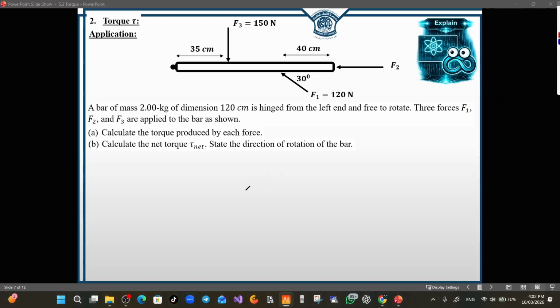Now, let's solve this application. A bar of mass 2 kilograms and dimension 120 centimeters is hinged from the left end and free to rotate. So the pivot or the hinge is here. Three forces are applied to the bar as shown. Calculate the torque produced by each force.